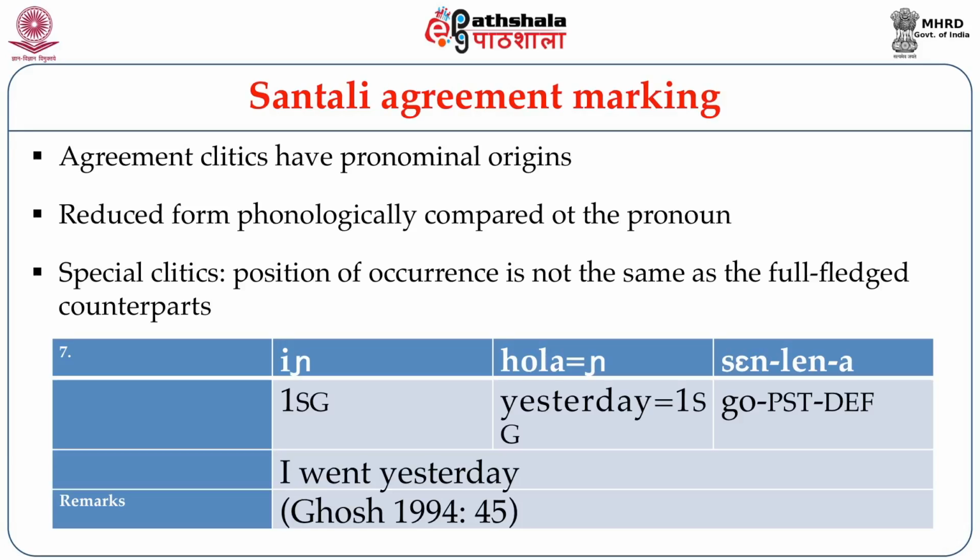What you can also notice in the example is that the agreement marker is in some way a reduced form phonologically compared to the pronoun, because the pronoun was in and in the agreement form it's just nya. You also find that the agreement marker is an example of a special clitic, because as an independent word, in is quite removed far away from the verb, but as an agreement marker, it is compulsory for nya to come in the vicinity of the verb.